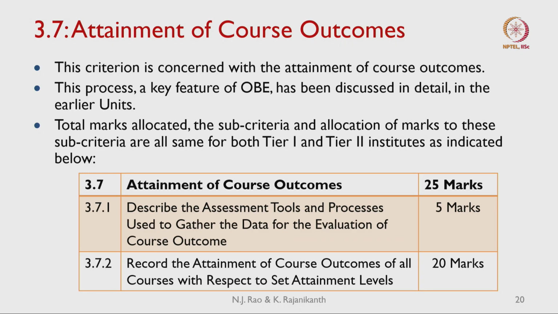A clear, well defined process must exist, and the implementation of the process must be recorded. So, this process, a key feature of OBE, we have discussed in the earlier units. Total marks allocated, the sub criteria and allocation of marks to these sub criteria are all same for both Tier 1 and Tier 2 institutes.